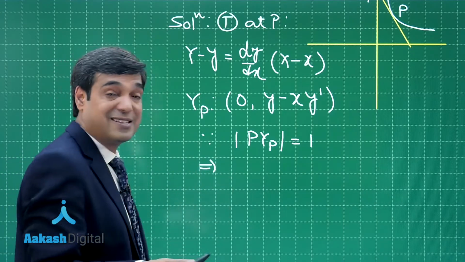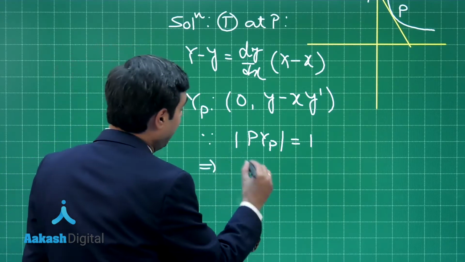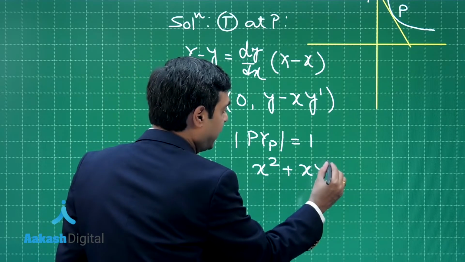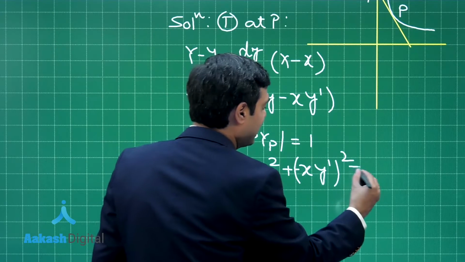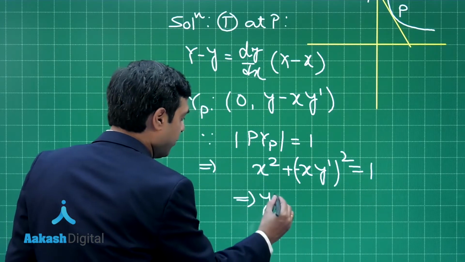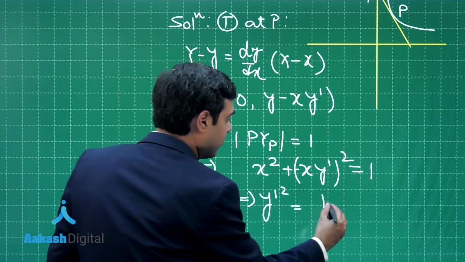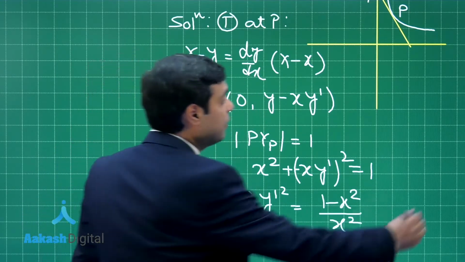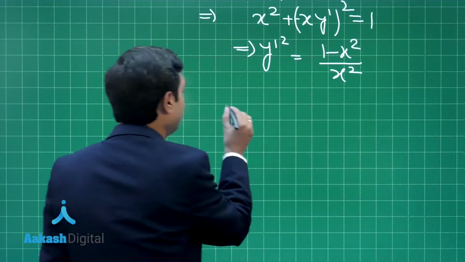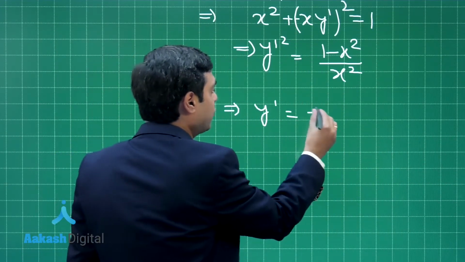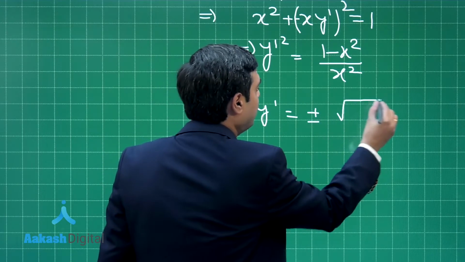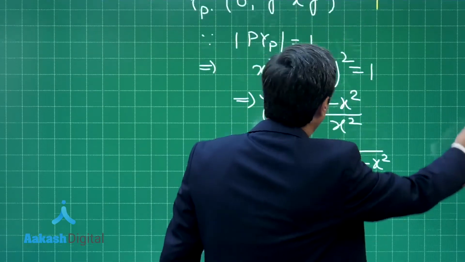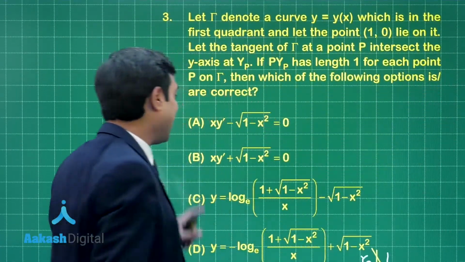So let's find the distance between the two points P and Yp and square it. This gives you x square plus (x y dash) with a negative sign, square, is equal to 1, or y dash square is (1 minus x square) upon x square. From here we obtain the differential equation y dash is equal to plus minus square root of (1 minus x square) upon x. So if we look at the options, we can see that option A and B appear to be the correct ones.